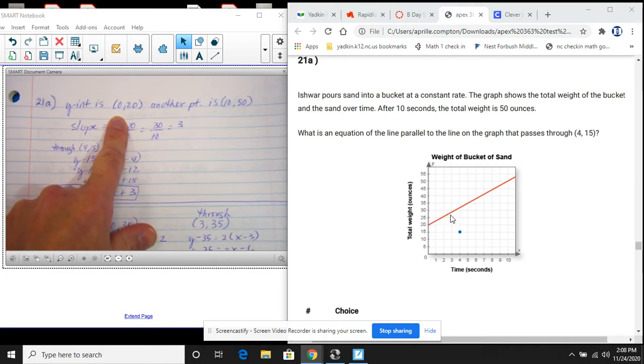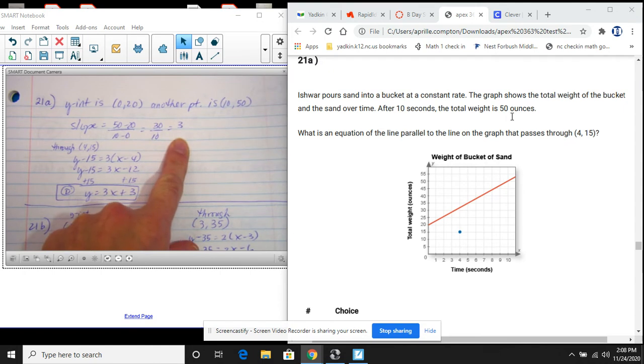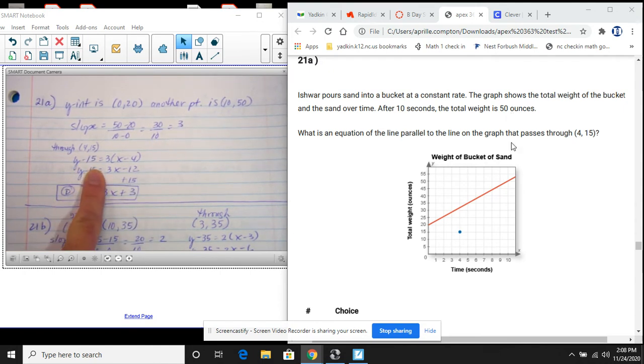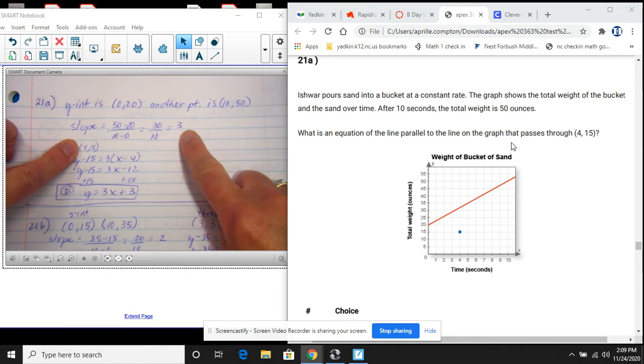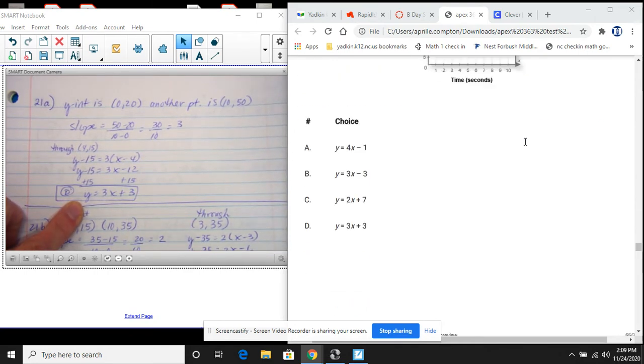Another point on this graph they tell us is (10, 50). They tell us in words here, after 10 seconds, the weight is 50 ounces. So you use those 2 points to find your slope, and the slope is 3. And it says it's going through (4, 15). So again, you write an equation in point-slope form using that point and using this slope, and you transform it to slope-intercept form, and your answer is D.